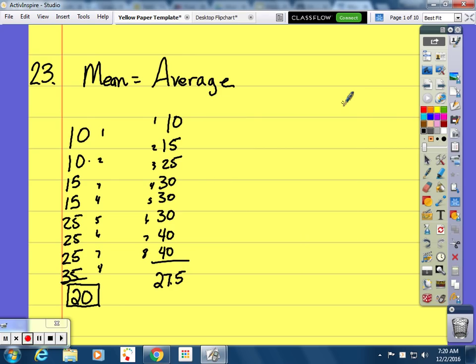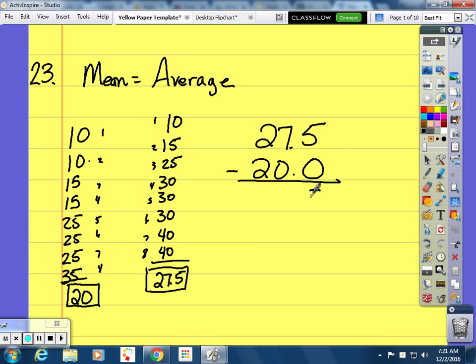Now it asks, what is the increase? Well, it was 20. It is now 27.5. Add this 0 to make it look the same. It has an increase of 7.5 push-ups. Mean is average, and average means just add them up and divide by how many that you have.